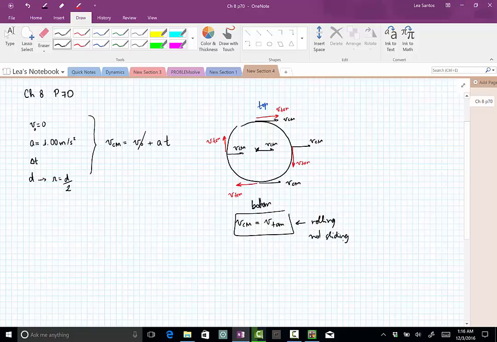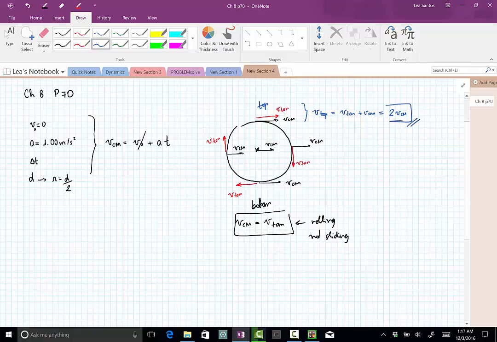Okay. From that, I can then come back to the top and find what is the total velocity of this point at the top. It is the sum of the two, the tangential and that of the center of mass. And since the tangential and the center of mass have the same magnitude, this is just twice the value of the magnitude of the velocity of the center of mass.